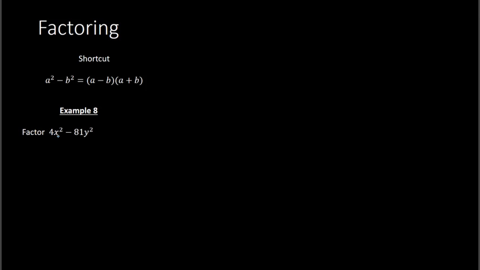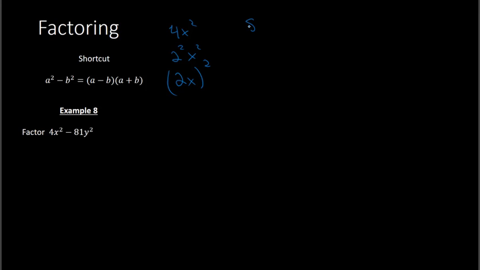So notice the 4 is the same thing as 2 squared. So 4x squared is the same thing as 2 squared x squared. And I can write that more simply as (2x) squared, because the squared would go to the 2 and the x the way this is written.